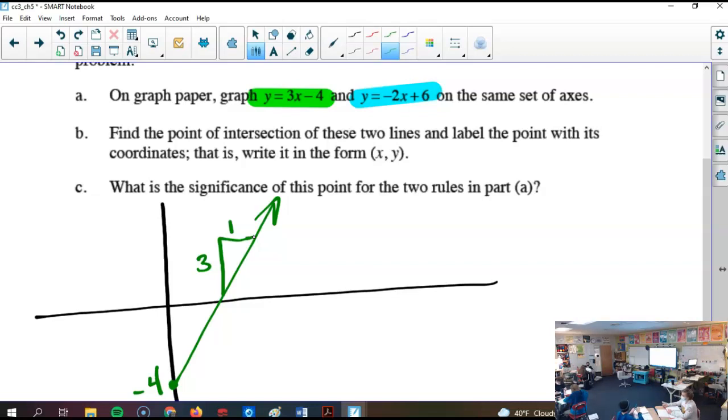Conversely, the y-intercept of the blue line is positive 6, and the slope is negative 2.